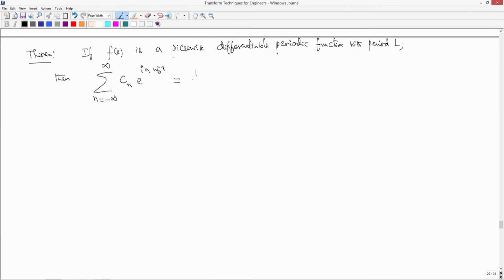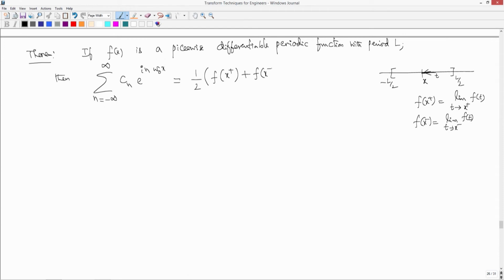This converges, once you fix the value x, to half of f of x plus plus f of x minus. That means, if this is your x on the real line between minus L by 2 and L by 2, f of x plus is the limit of f of t as t goes to x from the positive side, that is, t is approaching x from the right-hand side. Similarly, f of x minus is the limit of f of t as t goes to x from the negative side. So this is the meaning of these two function values, f x plus and f x minus, whose average value is what this series converges to.